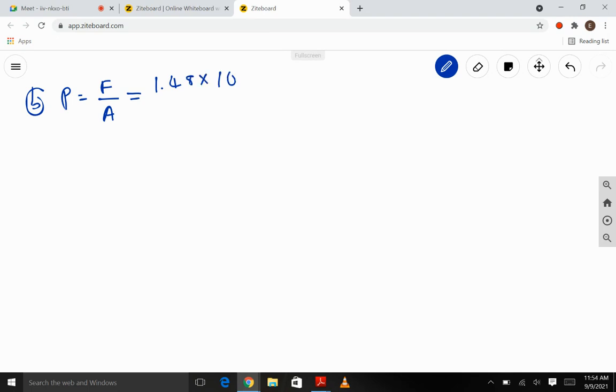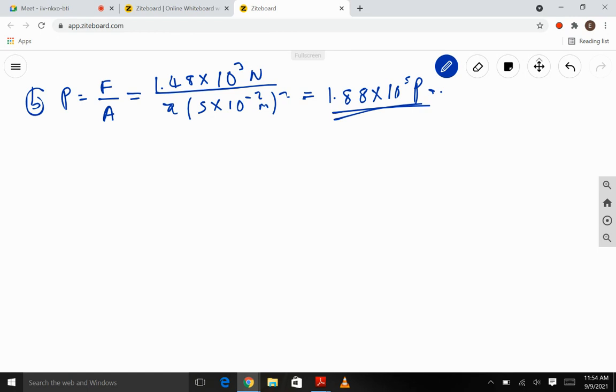So there you have it. Then you have that over. So the area again, pi r squared. So this is a small piston. So it was 5 centimeters. You convert it to meters, isn't it? So you convert it like that. Don't forget the square. Then your answer is going to be 1.88 times 10 to power 5 pascals.